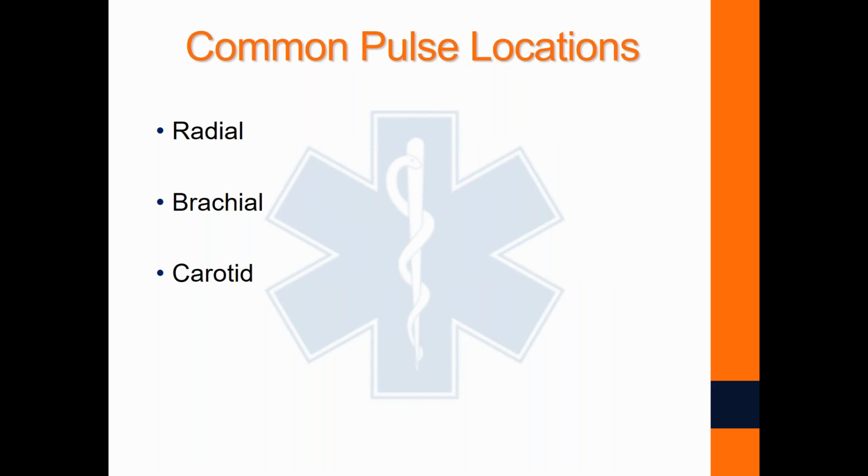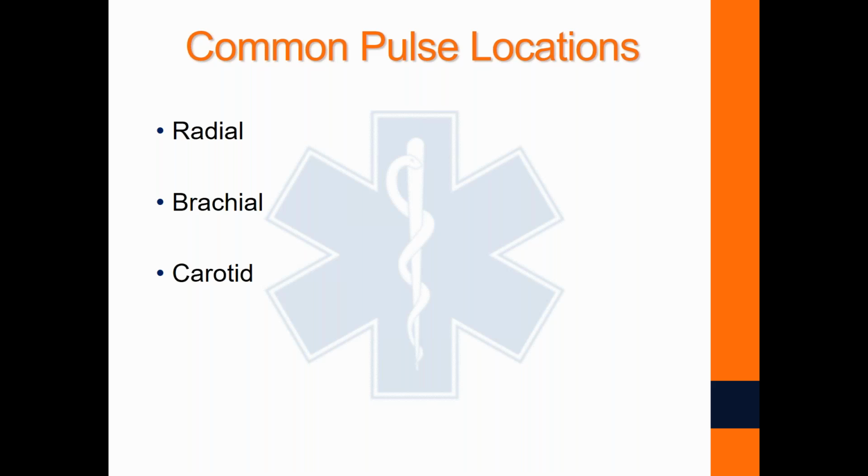So we have radial, brachial, and carotid. Where do we check a radial pulse? Where your wrist or your watch is. Thumb side or pinky side? Thumb side. That's the radial artery. It goes over the radius bone in your forearm.